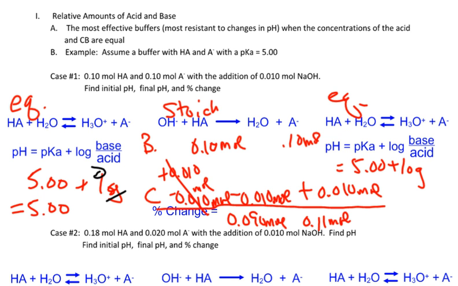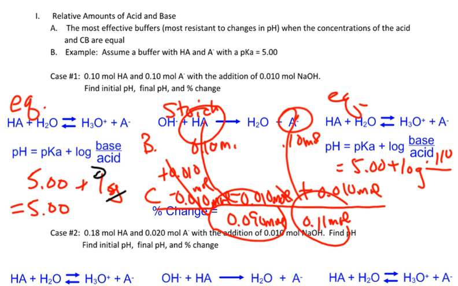Log of my base. My base is 0.100. This is my base right here. Oops, wrong one. Let me try that again. And I'm going to this right here. That's my base. Over my acid. There's my acid right here.